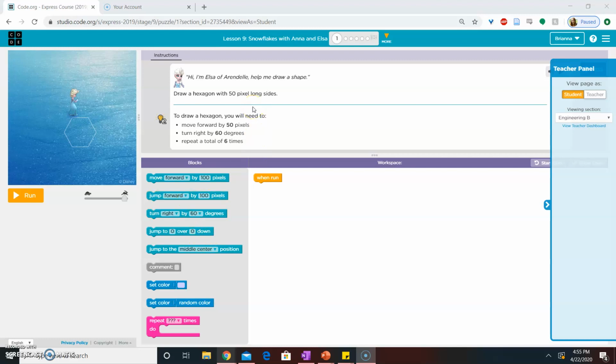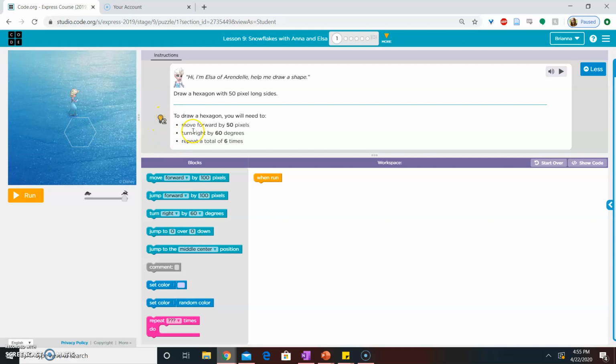So, Lesson 9. Let's see. Hi, I'm Elsa. Help me draw a shape. Draw a hexagon with 50 pixel long sides. Alright, and then we've got our hint at the bottom here. To draw a hexagon, you will need to move forward by 50 pixels. So I'm going to say move forward by 50. Turn right by 60 degrees. So I'll put that on there. Turn right by 60. And repeat that 6 times.